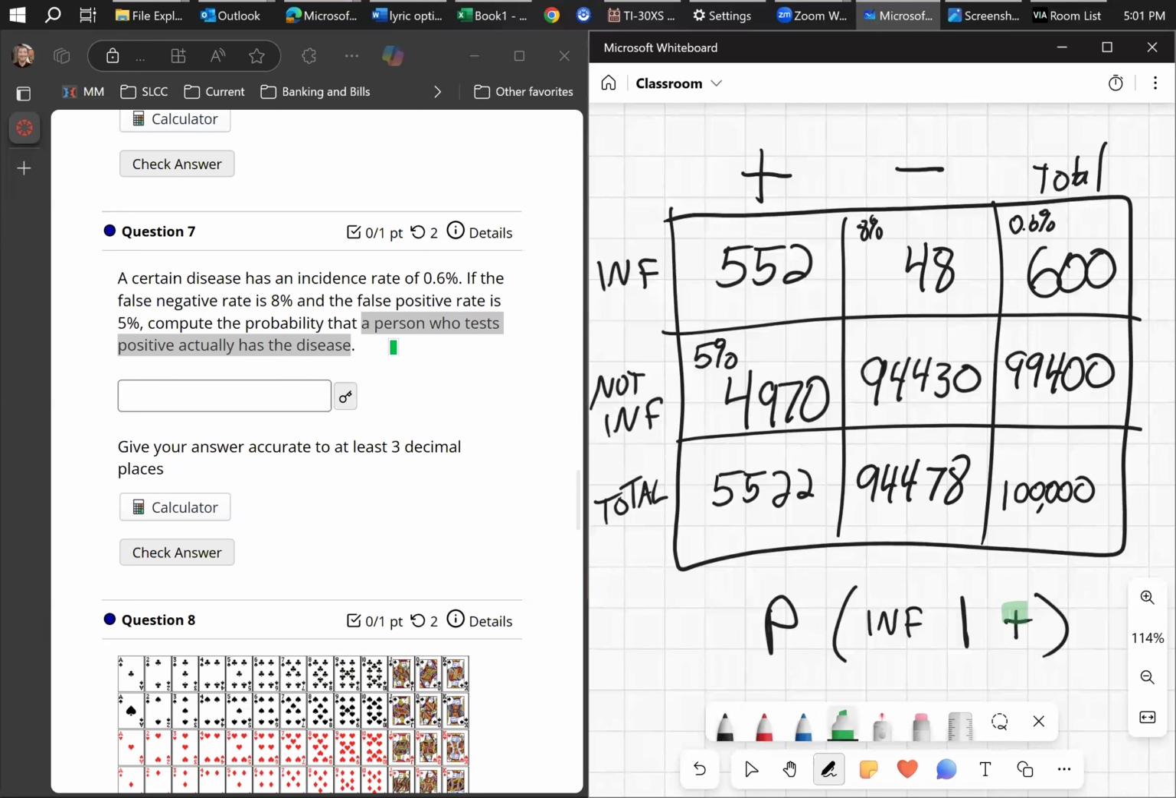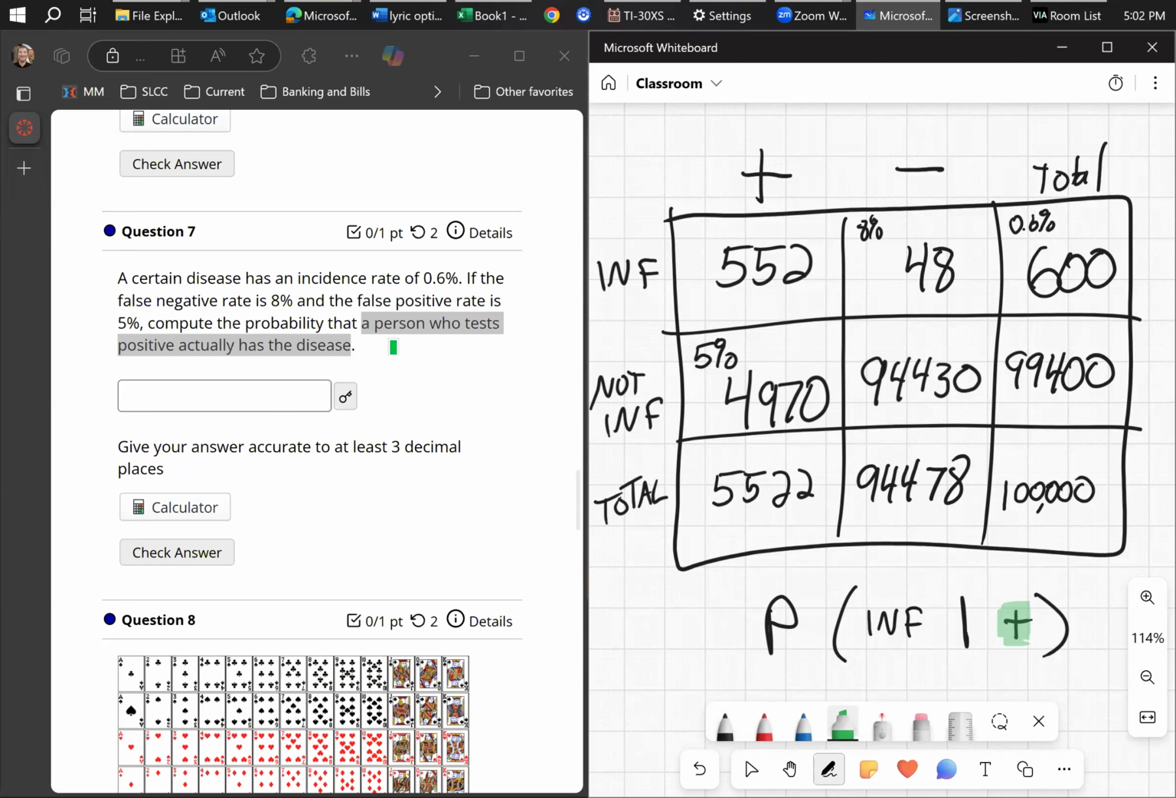So the word after given, the word after the vertical line, might also be the word after who, who tests, because that's a possessive. They could have said, what's the probability that a person has the disease given that they tested positive? But this is the other way that sometimes it's given. So be prepared to know which part of that sentence is the given words. All right. The given is the positive.